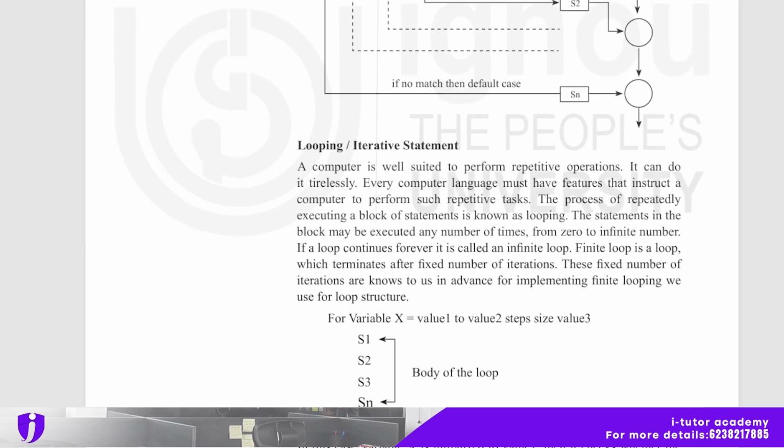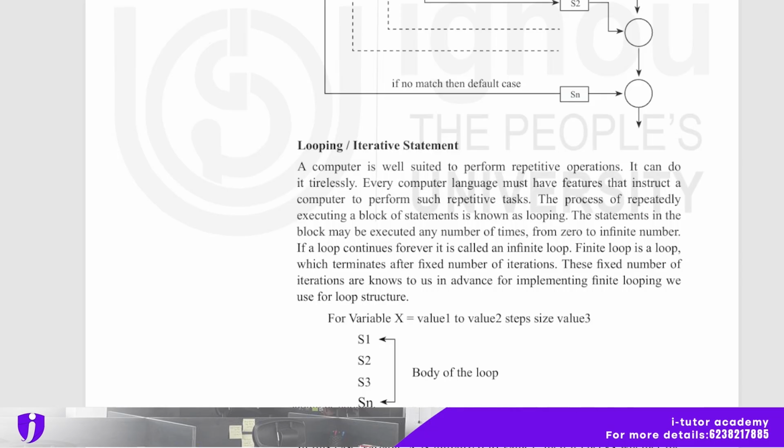Looping or iterative statements. A computer is well suited to perform repetitive operations, and it can do so tirelessly. Every computer language must have features that instruct a computer to perform such a repetitive task, and the process of repeatedly executing a block of statements is known as looping. The statements in the block may be executed any number of times from 0 to infinite. If a loop continues forever, it is called an infinite loop. A finite loop is a loop which terminates after a fixed number of iterations. These fixed number of iterations are known to us in advance.